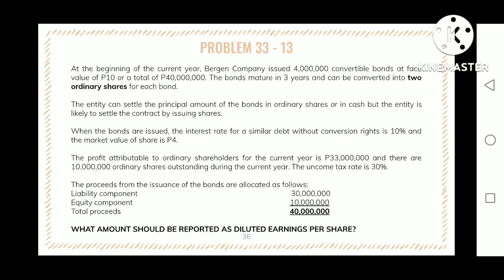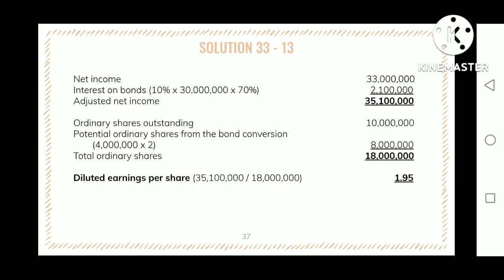So, dito po sa problem na ito, ang hinahanap po natin dito is amount ng diluted earnings per share. So, una po natin gagawin is kukunin po natin yung adjusted net income. So, since given na yung net income na 33 million, i-add lang natin yung interest on bonds which is 2,100,000. Makakuha na natin yung adjusted net income na 35,100,000.